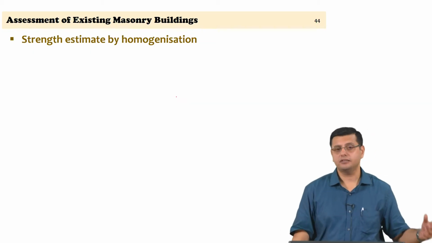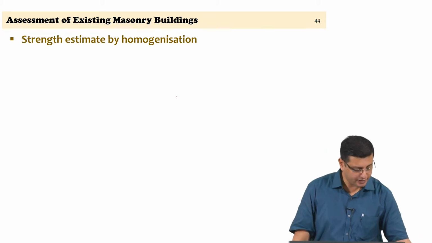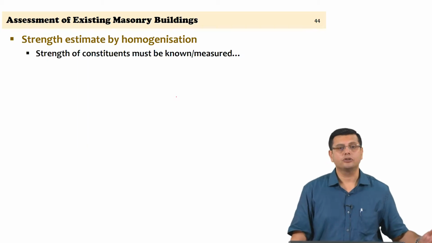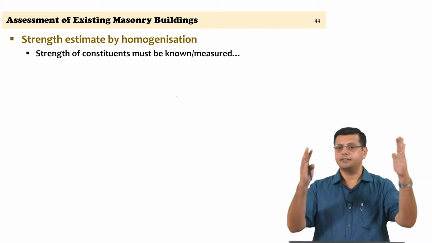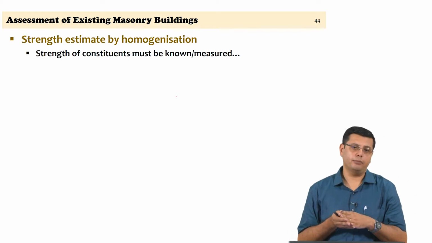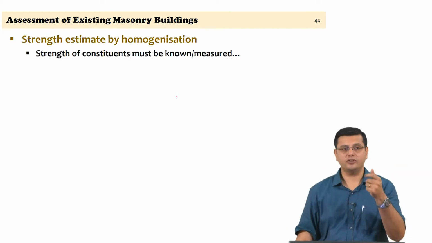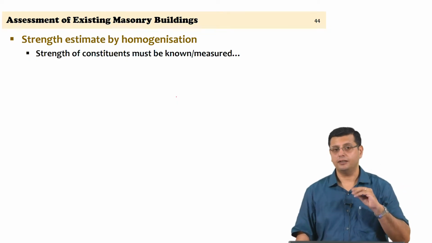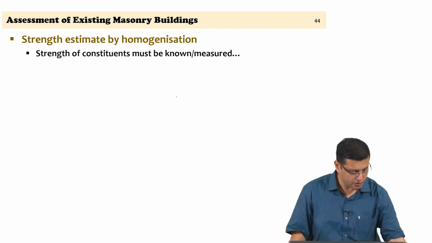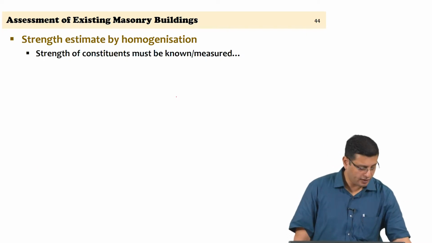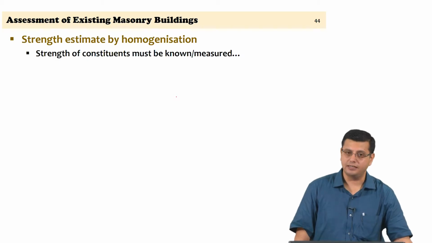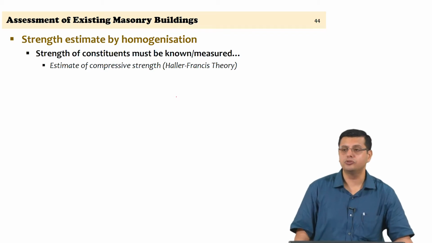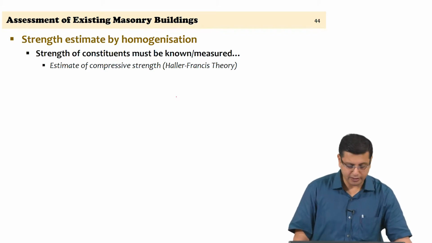By homogenization, strength estimate by homogenization, here it is essential that we understand the strengths of the constituents that we are using. Okay. So, it might be possible that you are not able to take an entire wallet to test in a laboratory, but you are able to take some amount of mortar, you are able to take some brick units and have some estimate of the strength of these constituents. And with the estimate of the strengths of the constituents, we have seen that you can arrive at the compressive strength of the material. We have seen different theories that you can use to arrive at the compressive strength of material from its constituents.